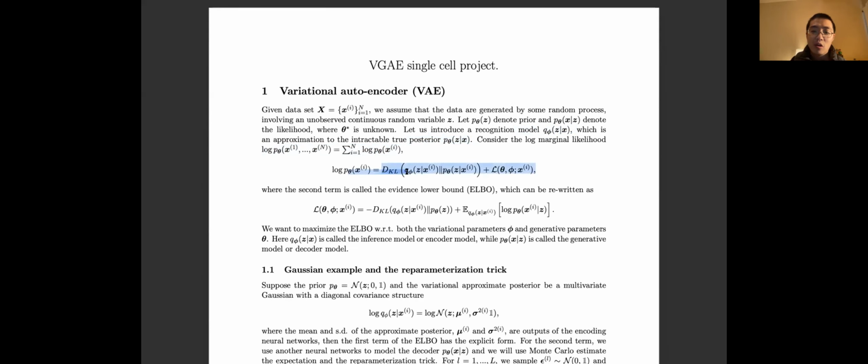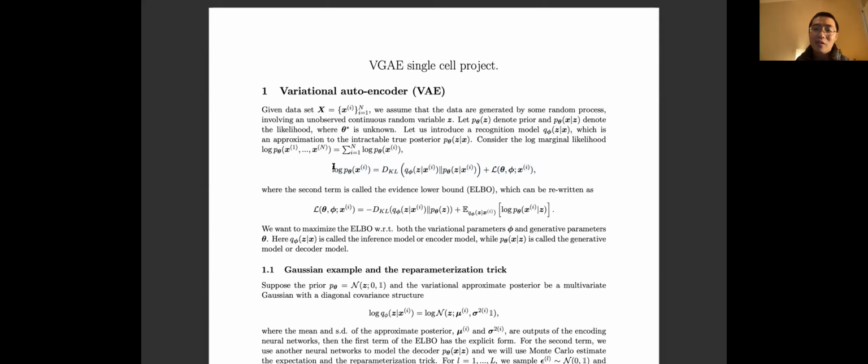For each point, we can write it as two terms. First is a KL divergence, and the second is the ELBO, the evidence lower bound. I skipped the algebra for how to get this equation. We only need to know that the marginal likelihood can be rewritten as two terms: the first is the KL divergence, and the second is the ELBO.